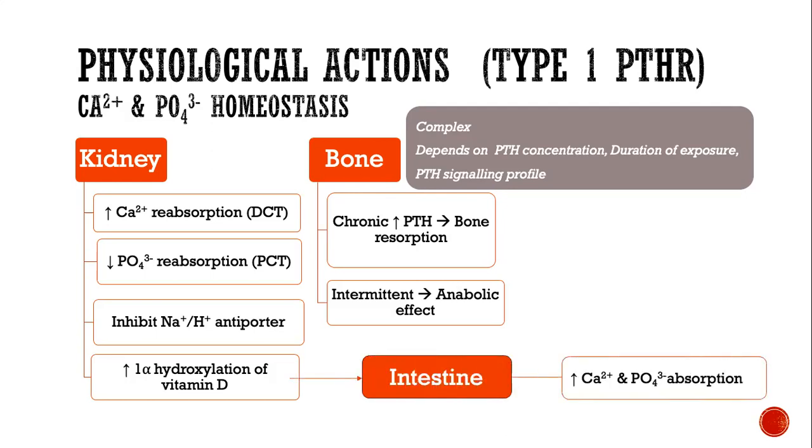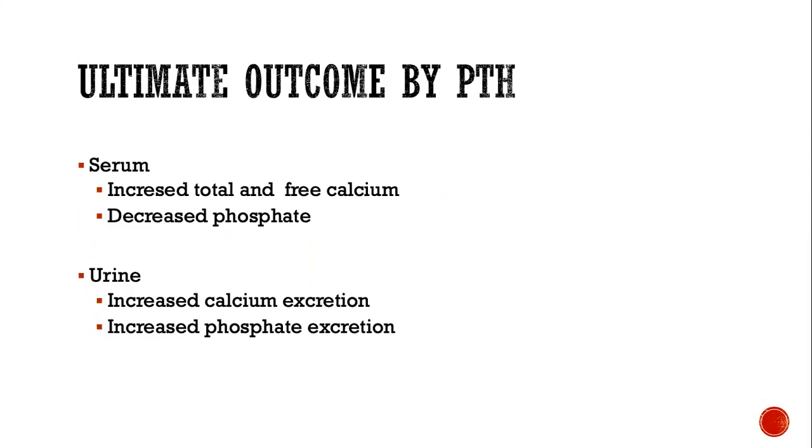On the intestine, PTH has an indirect effect via vitamin D, that is increased calcium and phosphate absorption. The ultimate outcome of PTH on serum is increased total and free calcium levels and decreased phosphate levels. In urine, it increases calcium excretion because the absorbed load from the intestine and added load from bone resorption exceed the renal capacity to reabsorb calcium. So the renal excretion of calcium is increased by PTH, and it increases phosphate excretion.